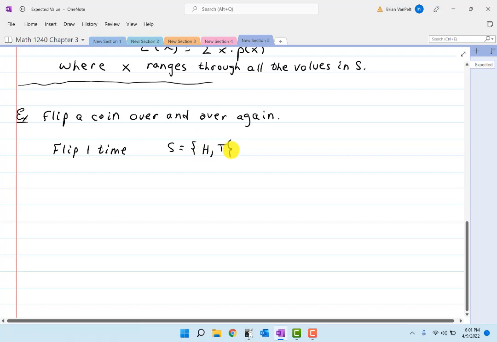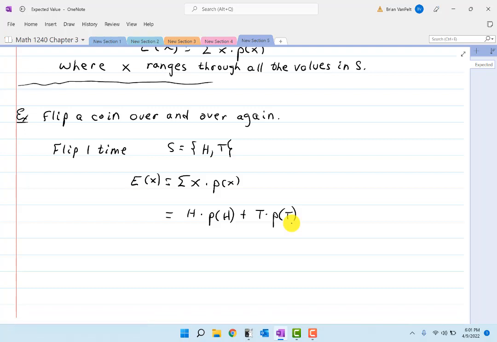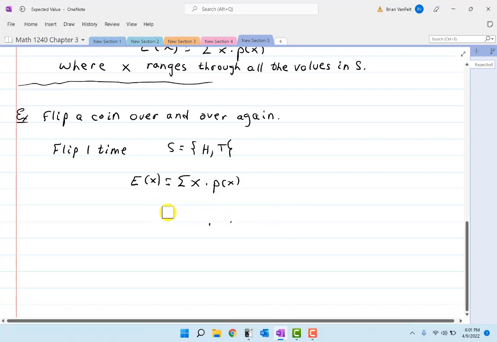Now, when I do the expected value of this, it looks like this. Now, you cannot do this. I cannot do h times P of h plus t times P of t, because h and t are letters. I need them to actually be numbers. So I need a number to occur for h, and I need a number to occur for t. And I also must be more specific on my expectation. So let's do it this way. I'm going to cancel this.